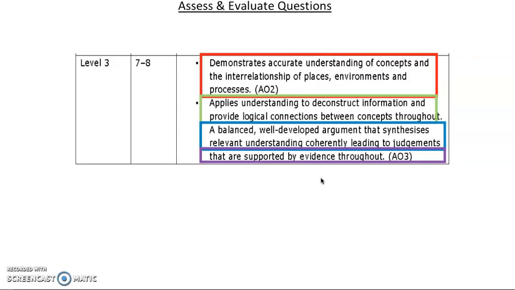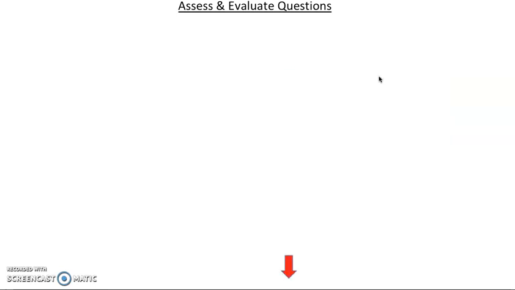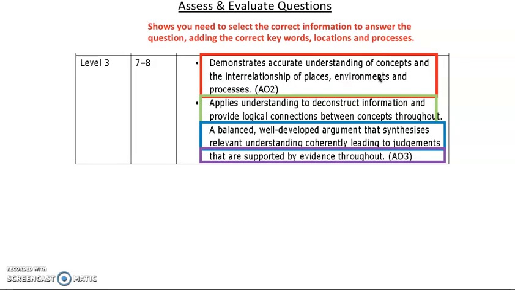So what we can see here is level 3. What I've done is put these boxes around it to show you what each of these bits means. It demonstrates accurate understanding of the concepts and the interrelationship of places, environments and processes. So what does that mean? It means you've selected the correct information to answer the question, you've given the correct keywords, locations and processes which are relevant to the question.